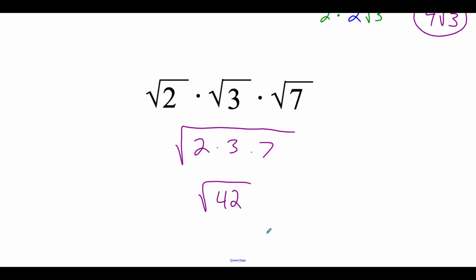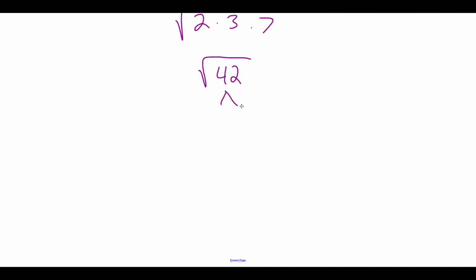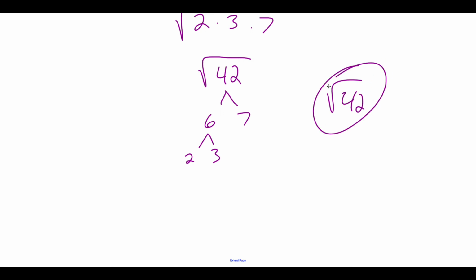And then we would want to think about if we're able to reduce down this radical at all. Well, 42 is just 6 times 7, 6 is 2 times 3, and there are no pairs in here, so we're not going to be able to simplify this down at all. So the square root of 42 is our answer on this one.